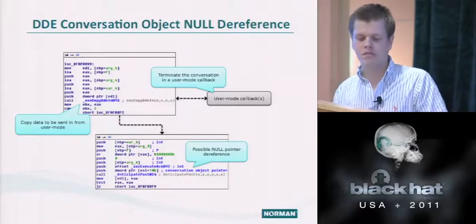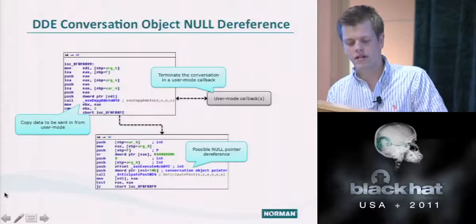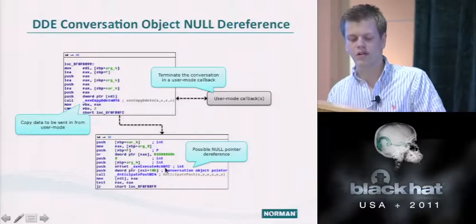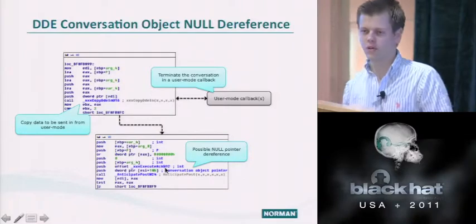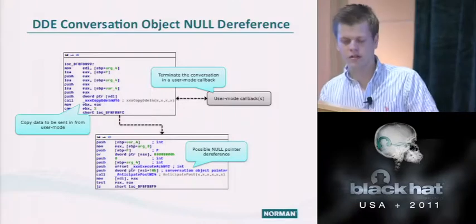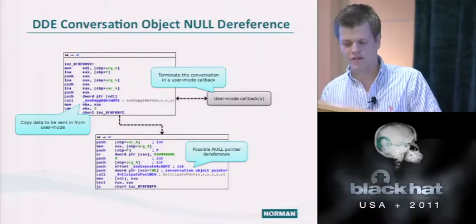you could destroy the opposite party. So in this case, if you do that, you would have a null pointer reference that was exploitable in most cases. We'll talk more about the exploitability after this section.